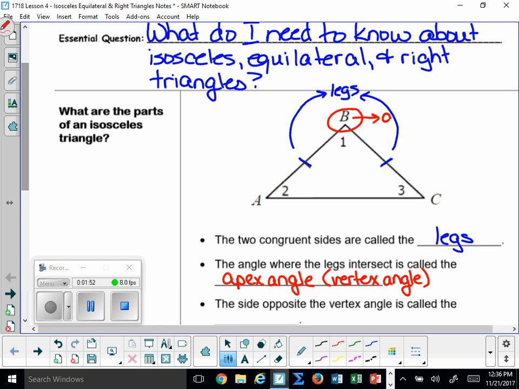This is the apex angle, sometimes called the vertex angle. I'd actually never seen it called the vertex angle before your textbook. I mean, all three of those angles are vertices of the triangle, so to me that's kind of a weird name for it. I was always taught apex angle, but I have seen both words show up on the SOL recently, so you do need to know both.